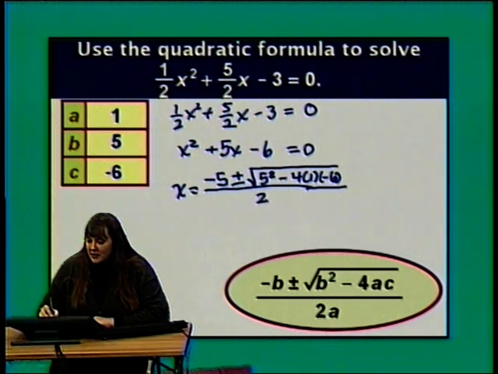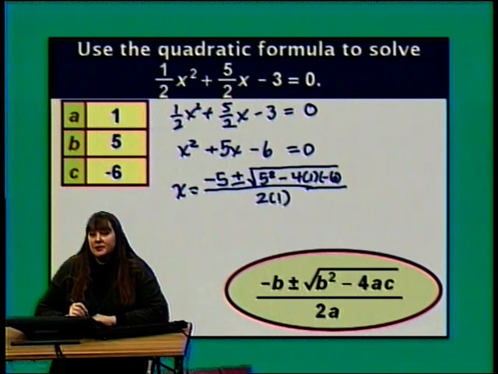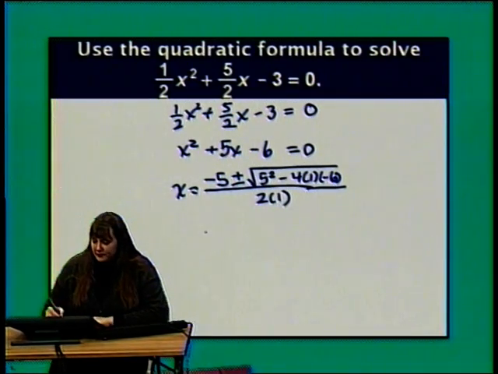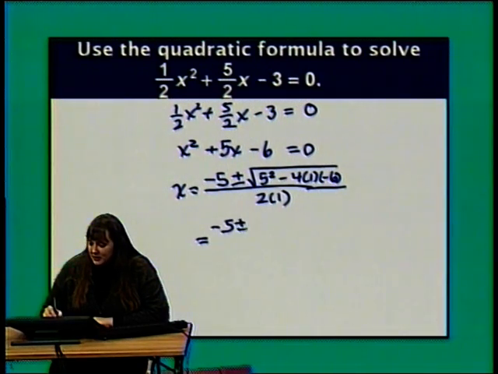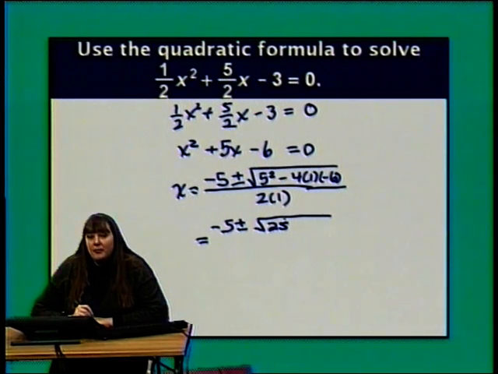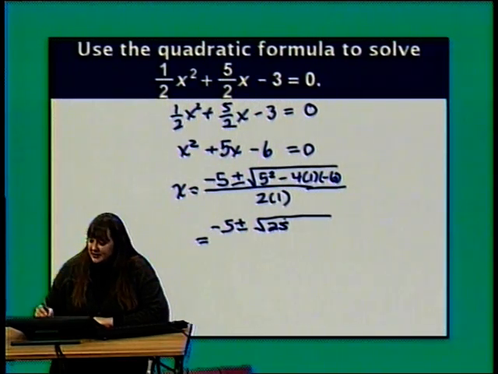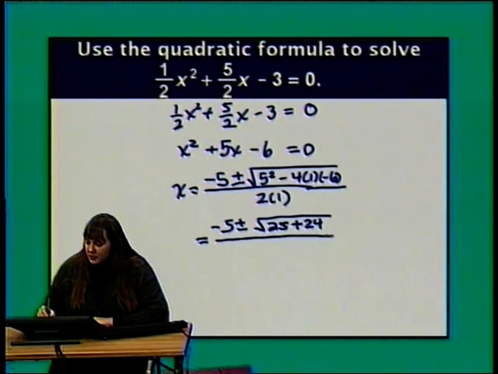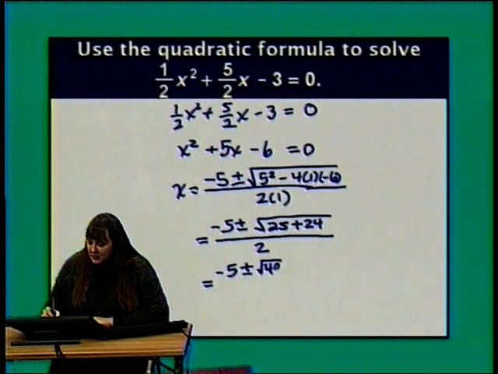All over 2a, that's 2 times 1. So let's simplify this. So I have -5 plus or minus the square root of 25 minus 4 times 1 times -6. That's the same as plus 24, all over 2.